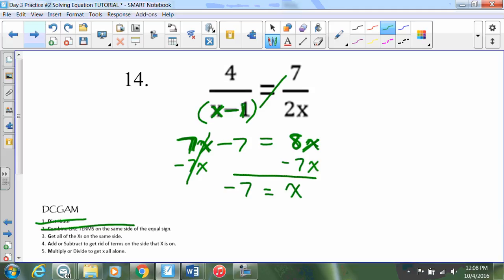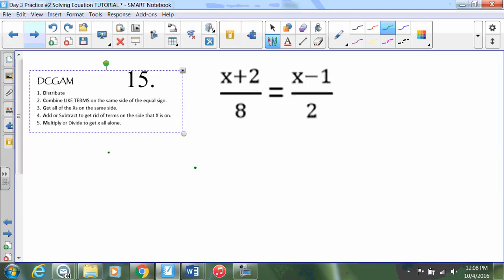And we're done. Now I could have written 1X and divided both sides by 1, but I still would have gotten X equals -7. I would have gotten the same answer if I cross multiplied and did 4 times 2X first as well. All right, let's move on.